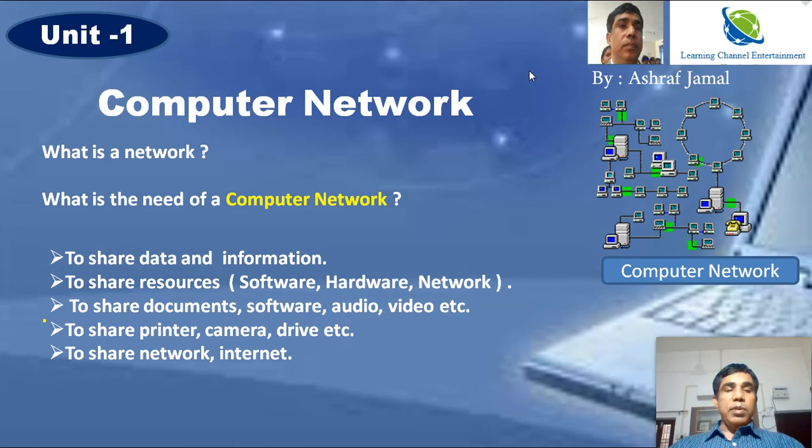So this is the example of hardware sharing. To share network, internet, etc. So I hope the purpose of computer network is now clear.